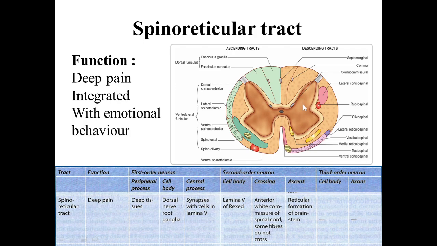And from here the second order neuron arises, which crosses to the opposite side in the anterior white commissure, and then from here the fibers go to the reticular formation of the brainstem. So spino-reticular tract conveys deep pain integrated with emotional behavior.